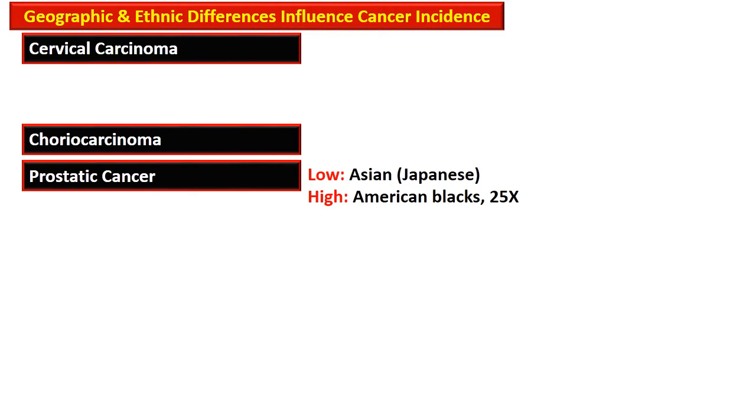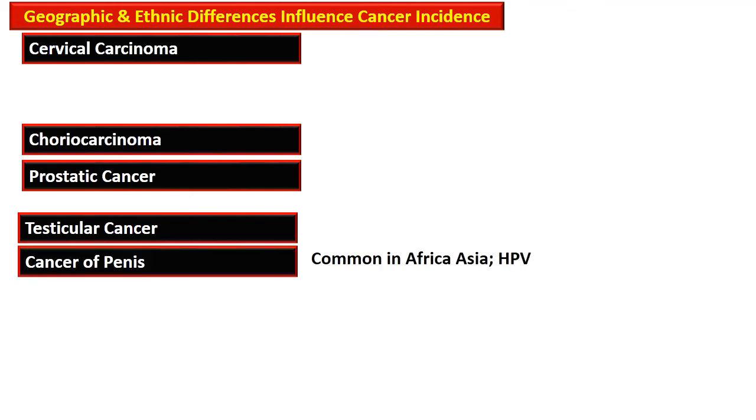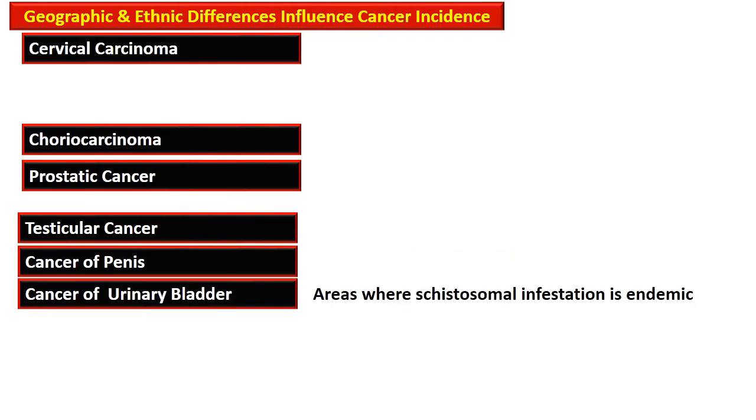Prostate carcinoma is low in Asians and especially very low in Japanese, while it is high in American blacks, in whom it is about 25-fold more common than in other races. Testicular cancer is 4 times more common in whites, while cancer of the penis is common in Africa and Asia, and these are also associated with human papilloma virus.